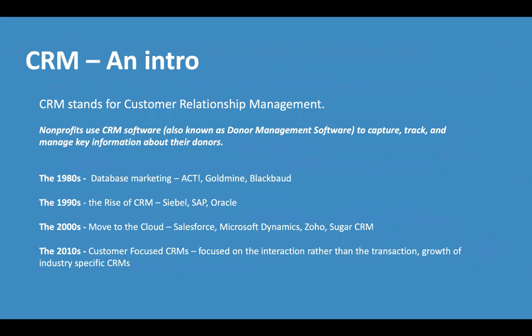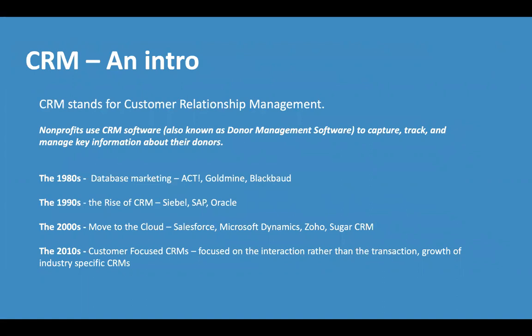What started to happen after that is you started to have these big ERP companies like SAP, Oracle, Siebel. They started to create more specific focused CRMs that were for sales teams and marketing teams to really manage the relational side of customer relationships.